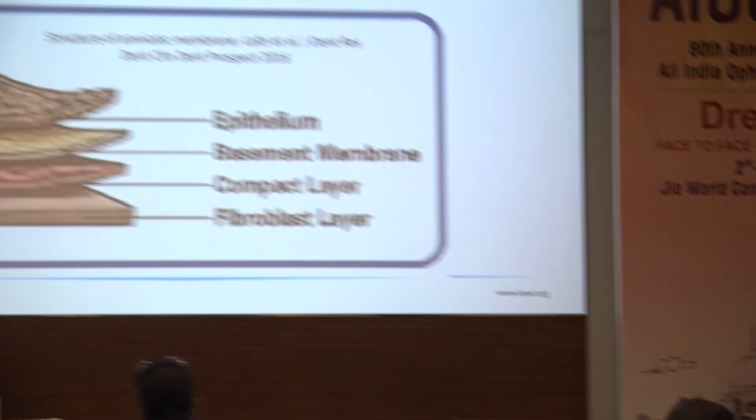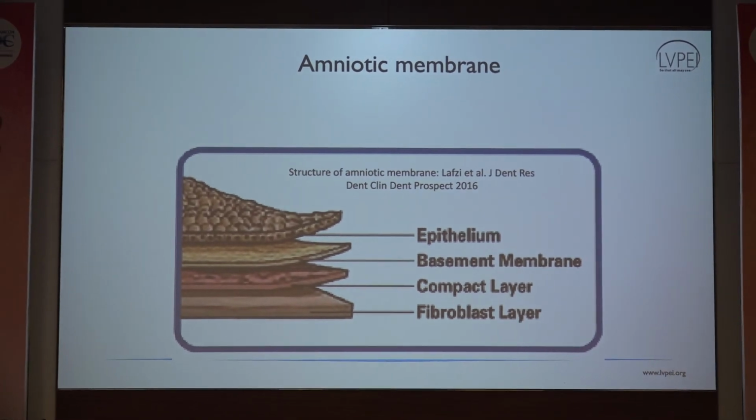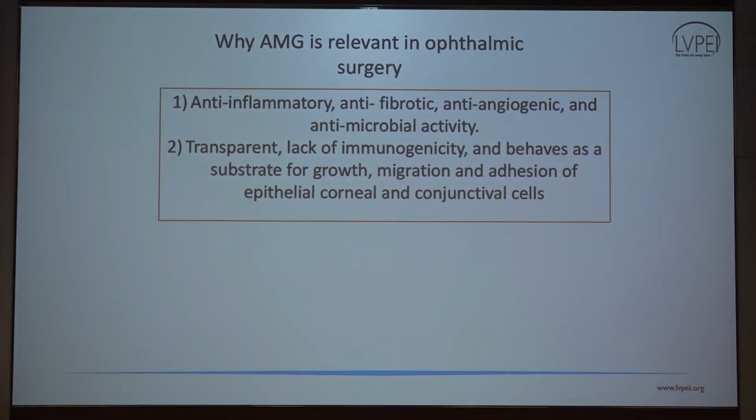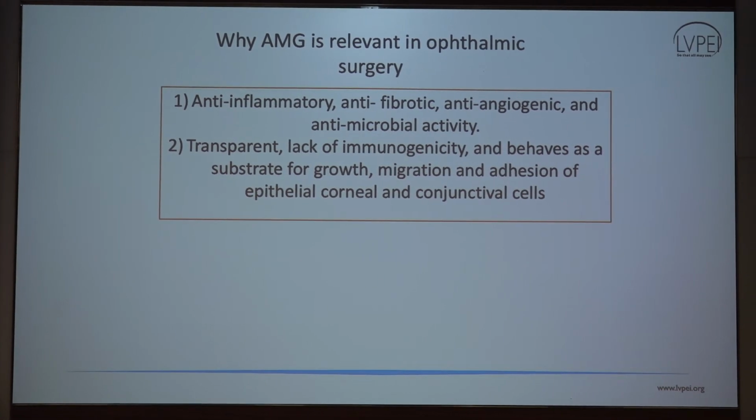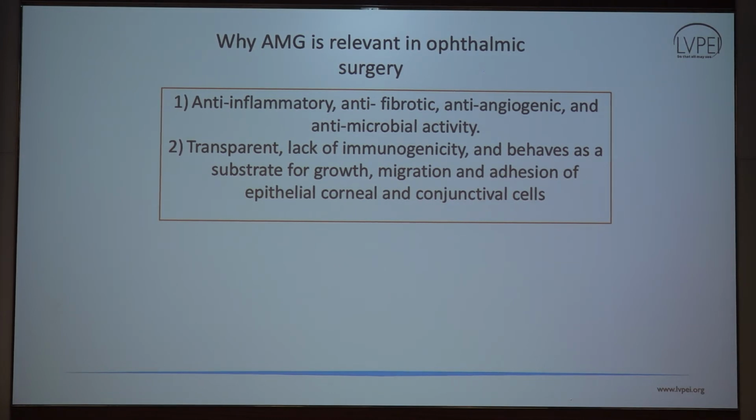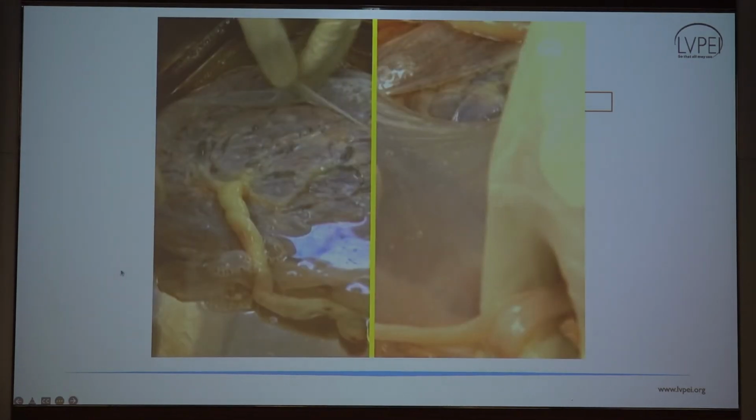So the amniotic membrane has a basic anatomic structure of a basement membrane with epithelium on one side and a compact fibrous layer on the other. This has anti-inflammatory, anti-fibrotic, anti-angiogenic and antimicrobial properties. It is transparent, lacks immunogenicity, and behaves as a substrate for the growth and migration and adhesion of epithelial and corneal and conjunctival cells. So this is how the tissue is prepared.